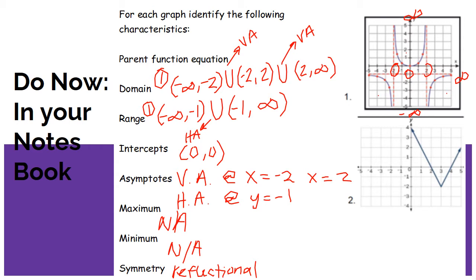Okay, this is just for graph 1. For time's sake, we're not going to do graph 2 because we've already spent a lot of time on this. But it'll be available for you to do if you want to go back and practice and let me check your work. But questions, comments, concerns about domain, range, intercepts, maximums, minimums, symmetry? These are your key attributes you should be able to identify.